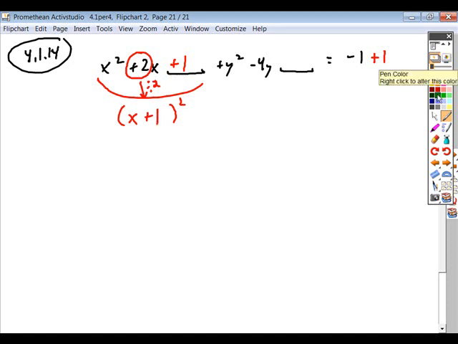Next, you're going to do the same thing with the y's. You're going to take 1/2 of the first degree term's coefficient. Half of negative 4 is negative 2. You're going to square that. When you square negative 2, you get a plus 4. You're going to add that value to both sides, again, to balance the equation.